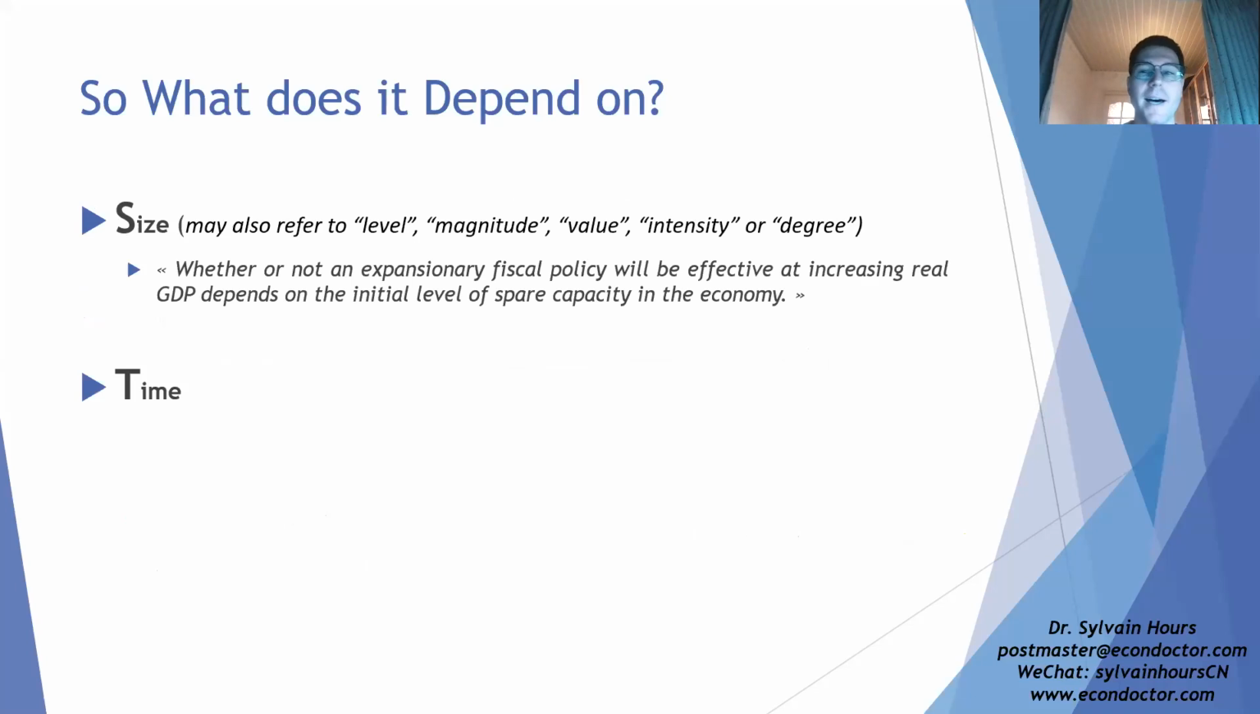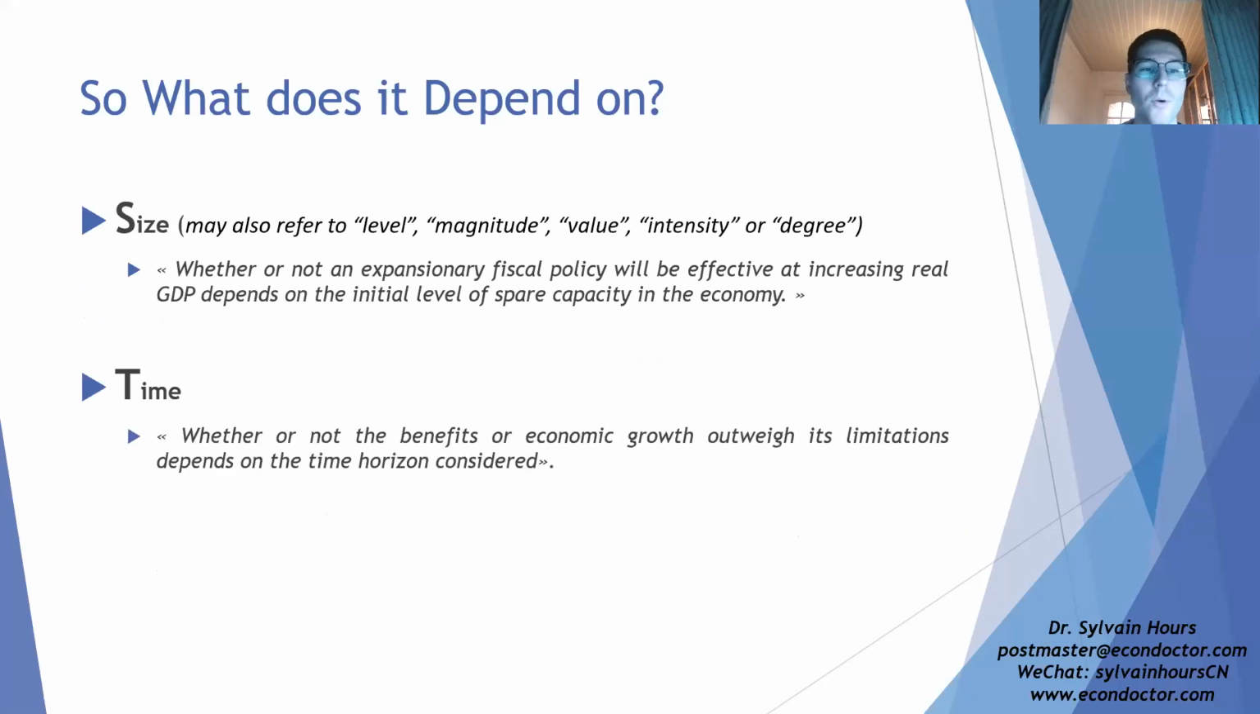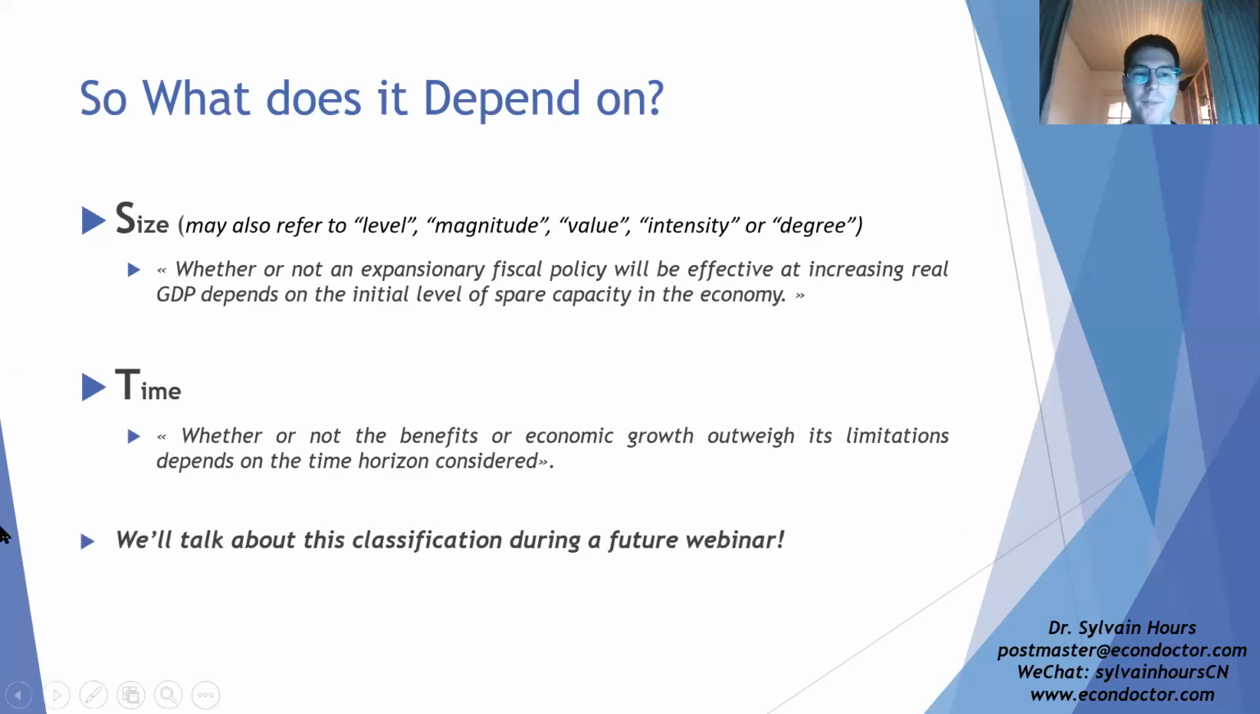And the last one, time. You could have an example. Whether or not the benefits of economic growth outweigh its limitations depends on the time horizon considered. Is this the short run or is this the long run? Okay, so I'm not going to say too much about that. That's what I write here.